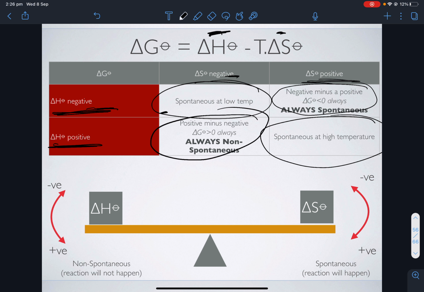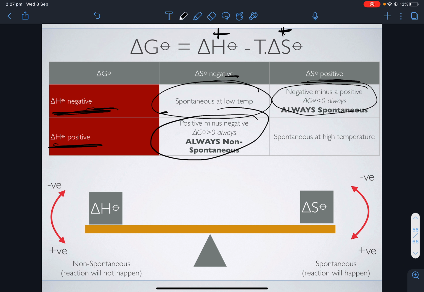Okay? Now let's look at the other example, which is quite similar. This one here. So our delta H is positive and our delta S is positive. So a positive minus a positive. Is it going to be less than zero? It depends. Depends if the other positive is less or more. It depends on the size of these positives, okay? 3 minus 2, well, that's still positive, but 2 minus 3, that's a negative. Depends what's bigger, okay? So it depends on the temperature.